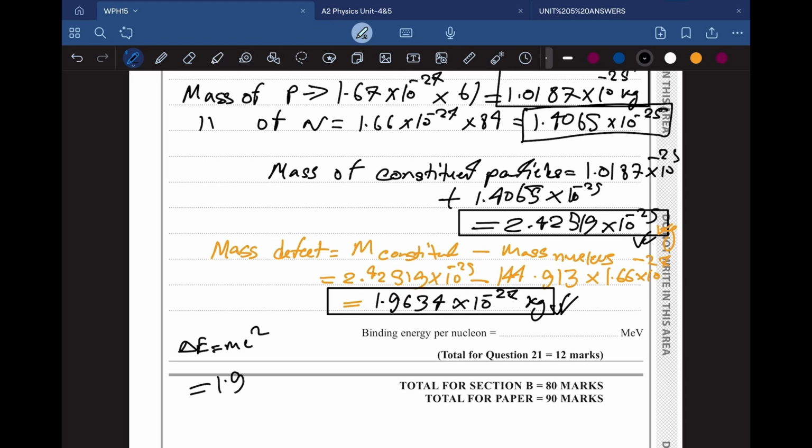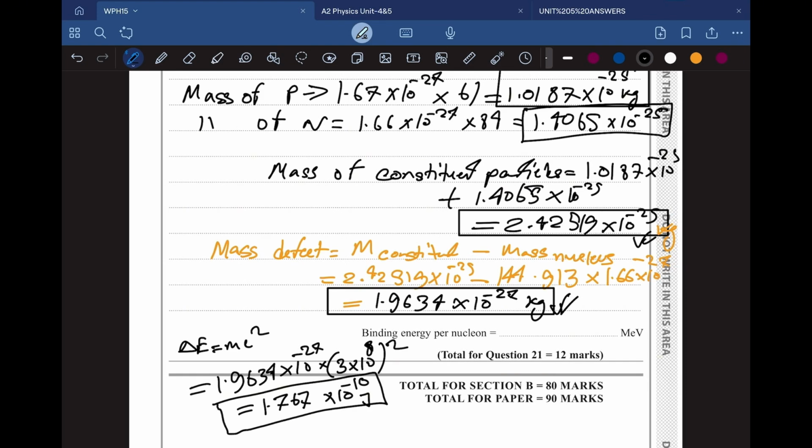So we multiply it with c squared. 1.9634 × 10^-27 multiplied by (3 × 10^8) squared, which will give us a value of 1.767 × 10^-10 joule. So basically we have calculated it in joule.